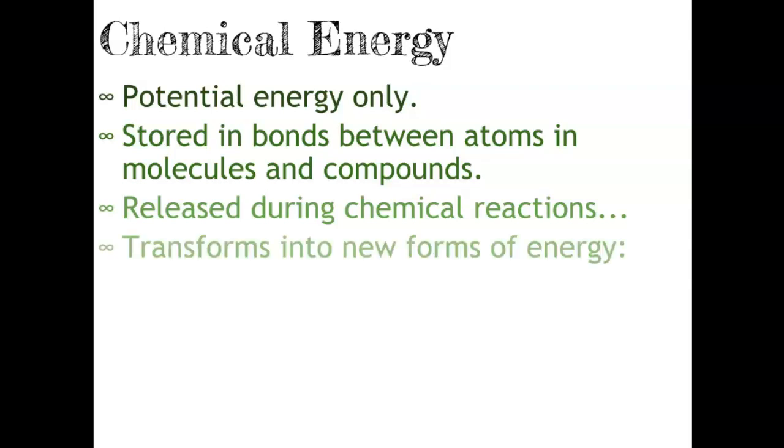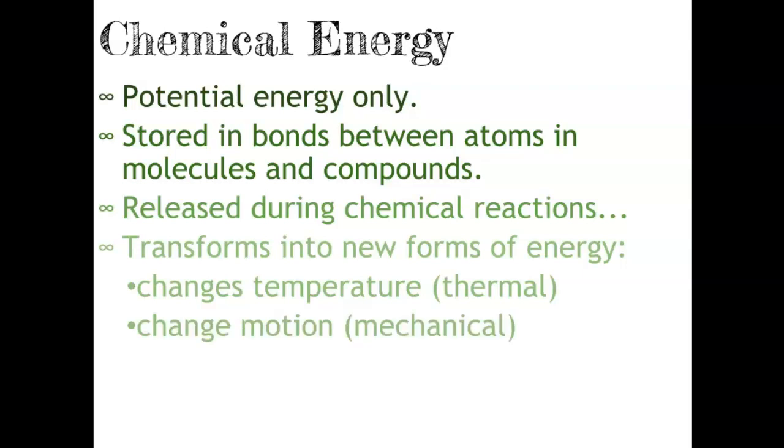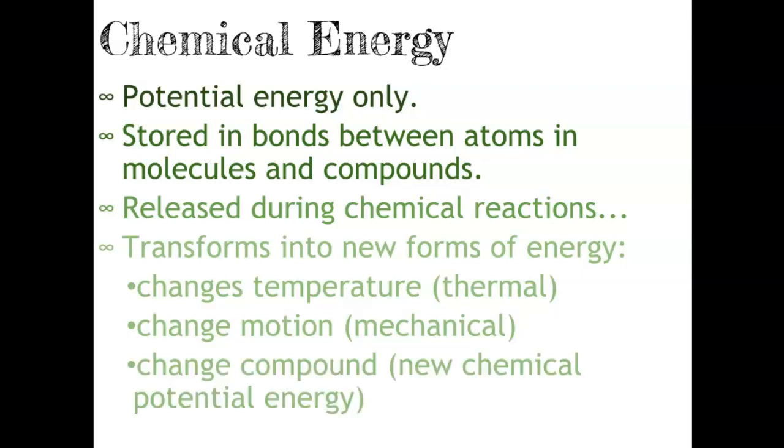So when that happens, a chemical reaction, as you saw today, can make all sorts of interesting things occur. And usually that stored chemical energy, that potential energy, transforms into new interesting forms of energy. It can change into thermal energy and cause a change in the temperature, either up or down, of a substance. It can change the motion of a material. That's mechanical energy. Or it can actually change the compounds that are present in the chemical reaction after it's taken place. This is new chemical potential energy. New energy is stored in those bonds.